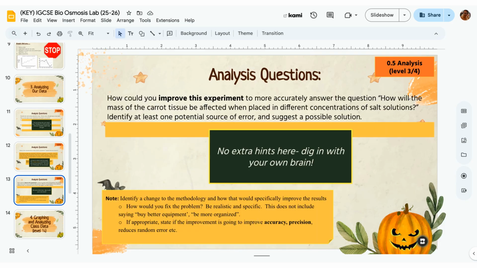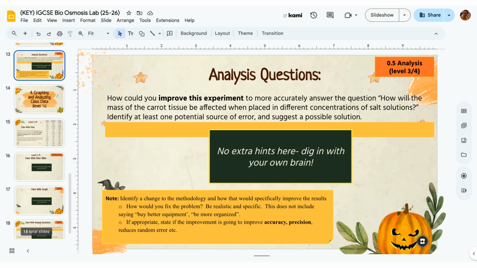Slide 13, you're going to think about how we could improve the experiment. How could we more accurately answer the question? Some examples might be something along the lines of having more solutions. Okay, we only did 5 solutions, so we could do more solutions. That's the only extra hints I'm giving, so you guys can think about some other things. We also had an issue with one of the scales, so if you used the middle scale on day 1, that might affect your data.